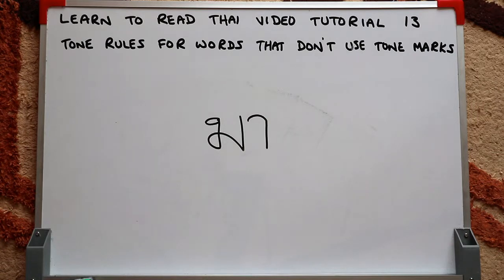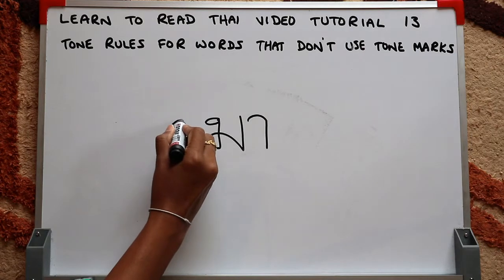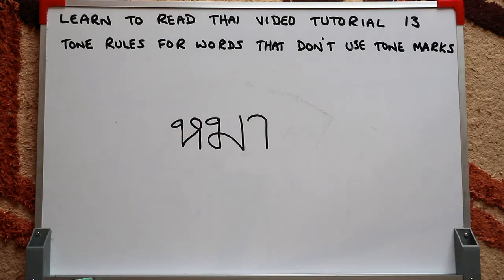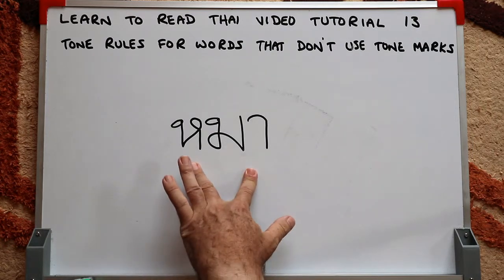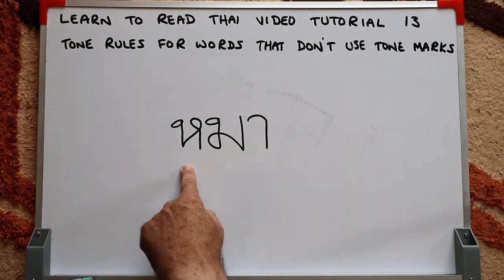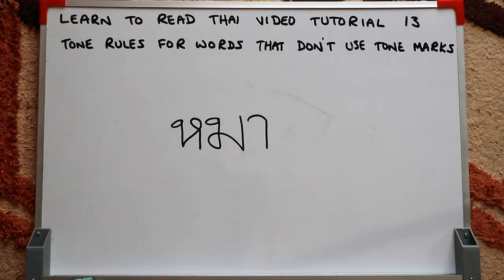Now, if Pom just changes the class of the initial consonant by writing a haw heap at the front, we don't actually pronounce that haw heap. All it's there for is tone purposes. So now the tone rule for this word uses a high class initial consonant and it has a live syllable. And that tells us that the word has a rising tone.